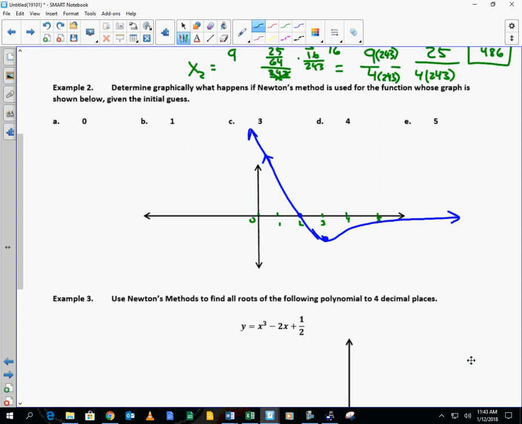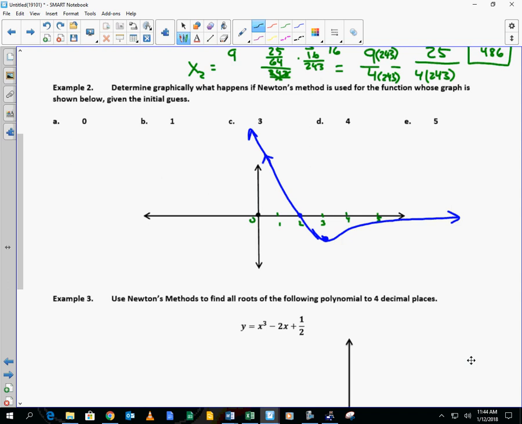So this is a graph of a function. How many zeros or solutions does this function have? 1. Where does it happen? At 2. So if we use Newton's method, we would like to come up with that solution of 2. Watch what happens if we make certain guesses. Let's guess 0. To do Newton's method without using the actual equation, but using the graphical approach, once I guess 0, what would you then do?